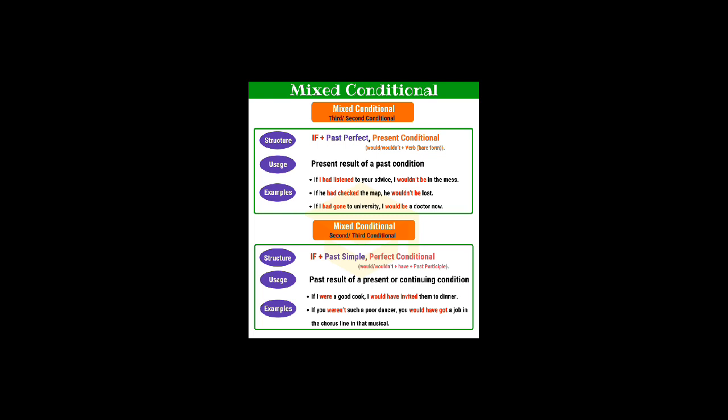So again, we have the condition, which is imaginary in the present, and the result, which was in the past. That is something which didn't happen in the past. That is, we are mixing two types of conditionals. Again, we have the condition from the second type and the result from the third conditional.